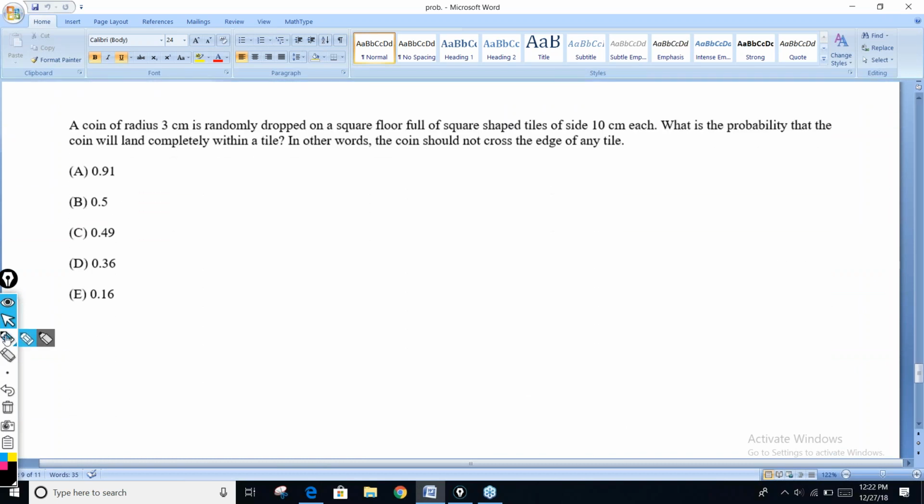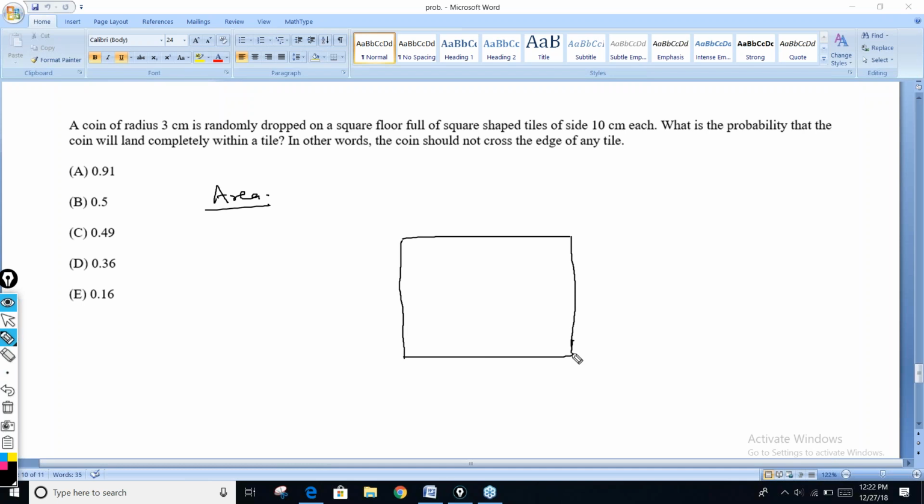That was a good question again. That is based on area. That is called area based question. A coin of radius 3 centimeters is randomly dropped on a square floor full of square shaped tiles of side 10 centimeter. That is a square tile I'm taking. That is a 10 centimeter each. So what is the area of this square tile? That is 100. And then comes your total cases, total area.